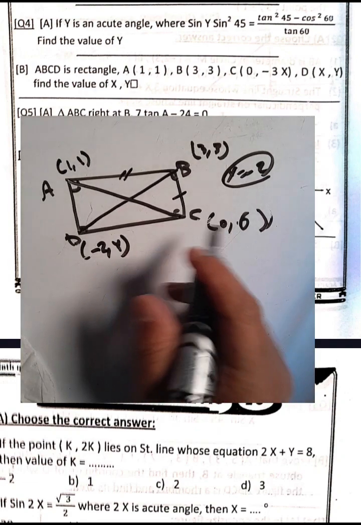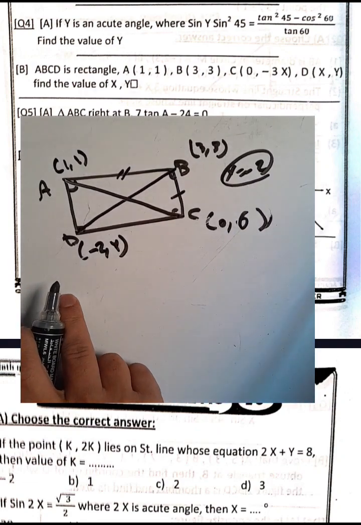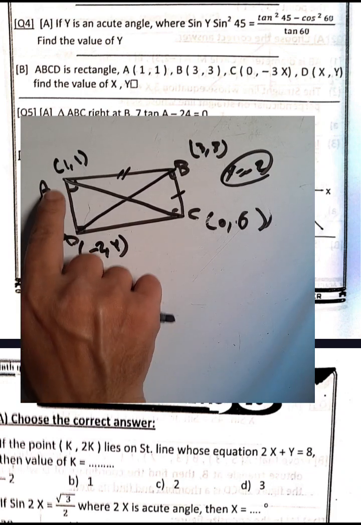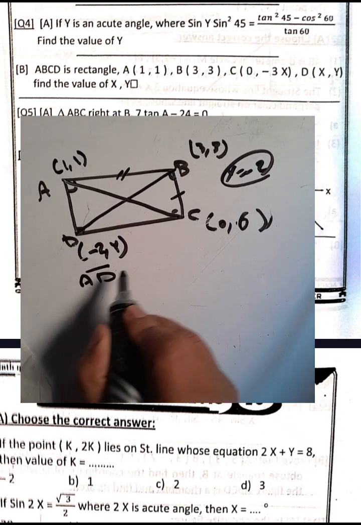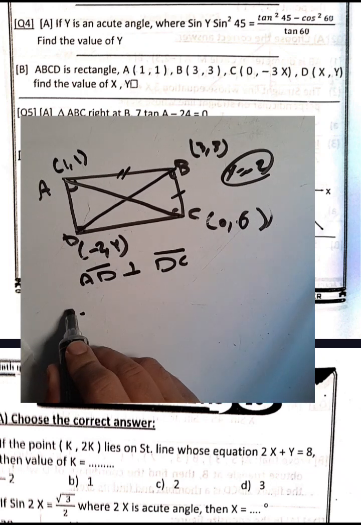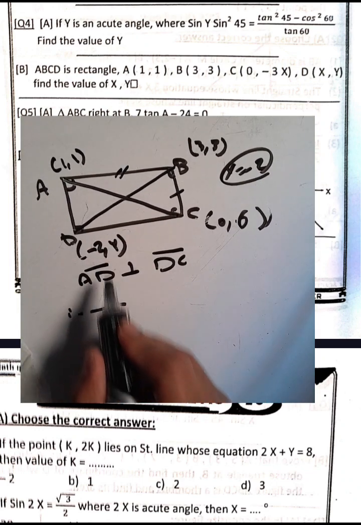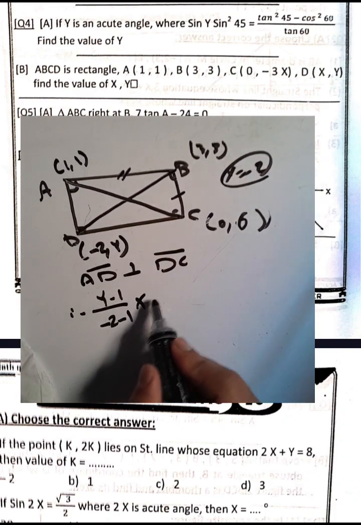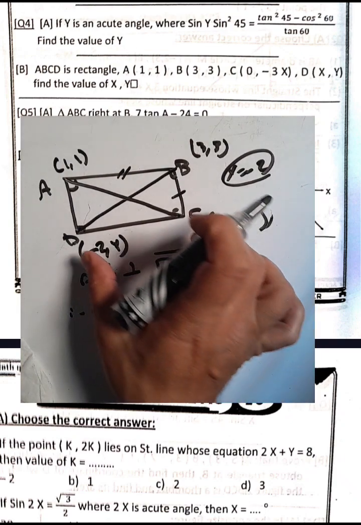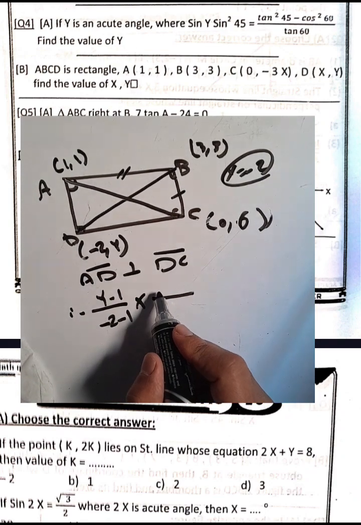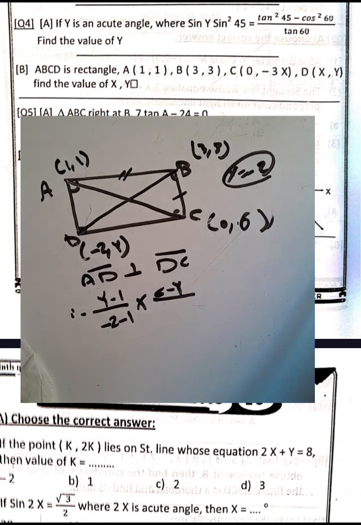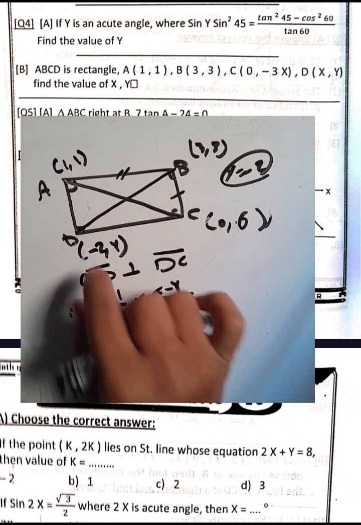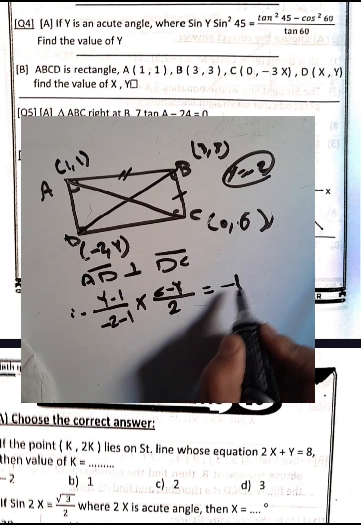Okay, then you can find the value of y by using properties between what? Between slope of AD, AD perpendicular to DC. Then the slope of AD will be y minus 1 over -2 minus 1. Slope product the slope of DC here, 6 minus y over 0 minus -2, it will be 2. The product between them equals -1.